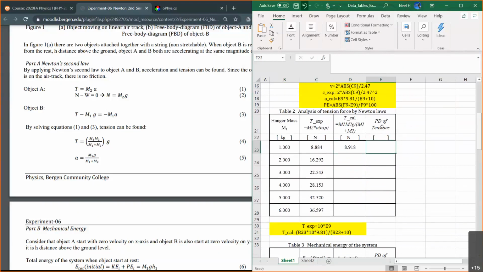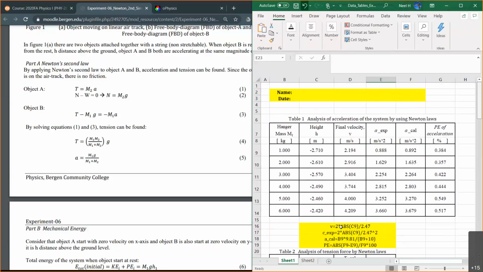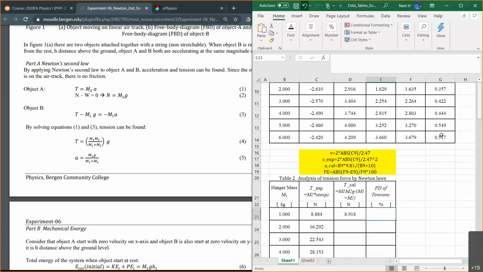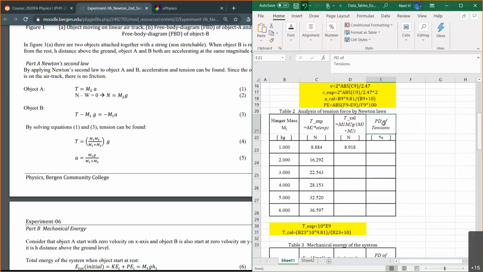Okay, let's do percentage difference, or percentage error. We can do either one actually. Earlier we did percentage error here. Let's do percentage difference here to see what the formula looks like. Okay, it doesn't matter, we can do either.